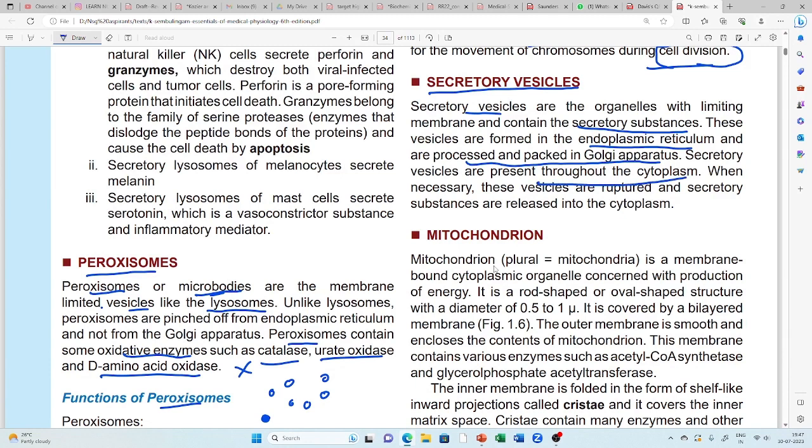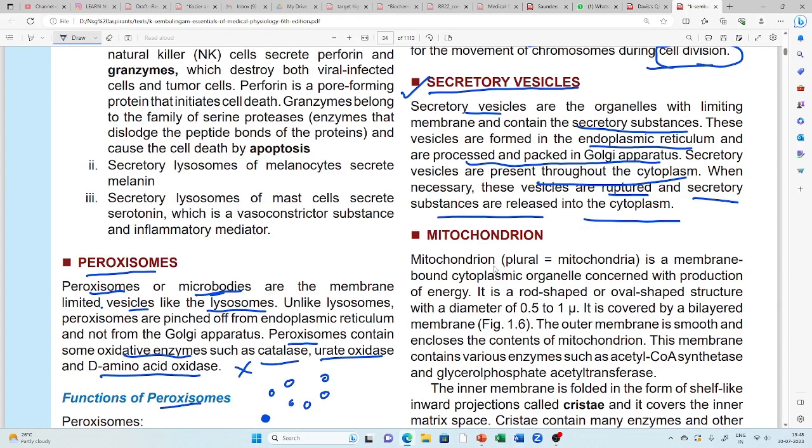It is found throughout the cytoplasm, present in the fluid. When necessary, these vesicles are ruptured and the secretory substances are released into the cytoplasm. Okay, this is secretory vesicles and it is formed from the endoplasmic reticulum and transported to the Golgi apparatus. There it is processed and packaged and it is found inside the cytoplasm.